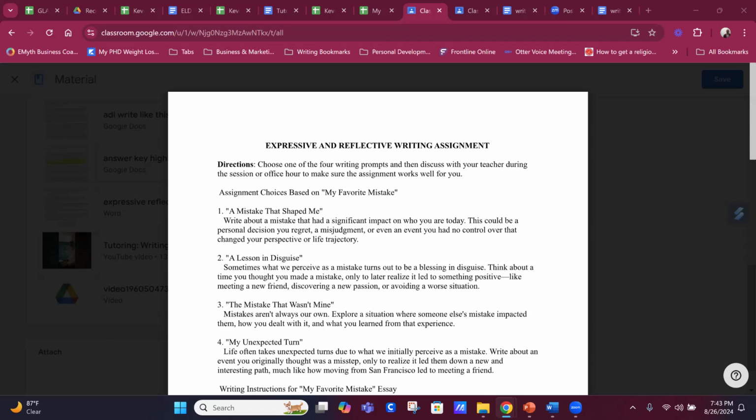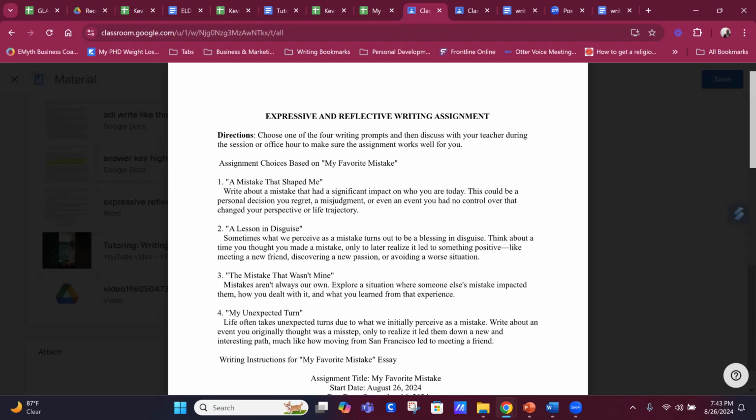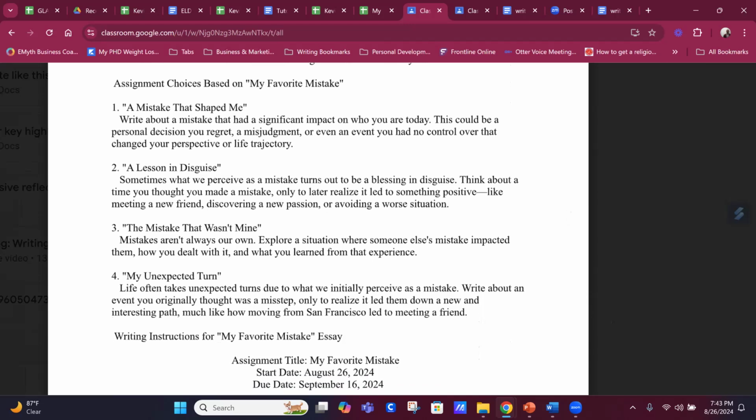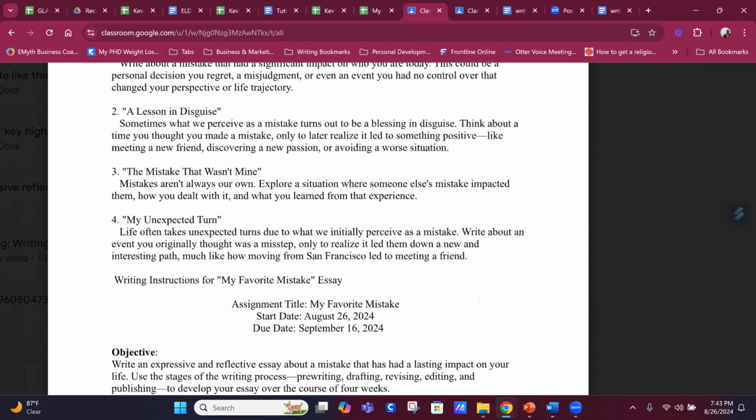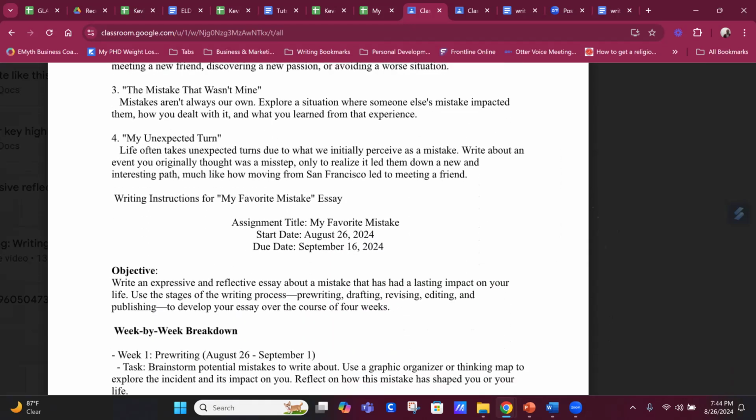If you are doing a very informative piece or even a persuasive piece, and you can tell a compelling story, your reader is going to be engaged and they're going to want to read further, especially if you have a wonderful introduction. Okay. So I'm not going to read through all these. There are 4 choices related to a favorite mistake: a mistake that shaped me, a lesson in disguise, the mistake that wasn't mine, my unexpected turn. Students will read through these and they're going to select one of these to write about.